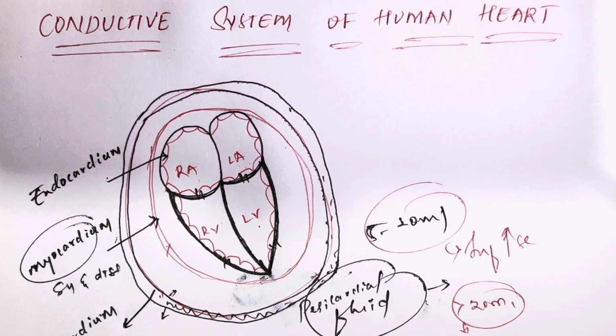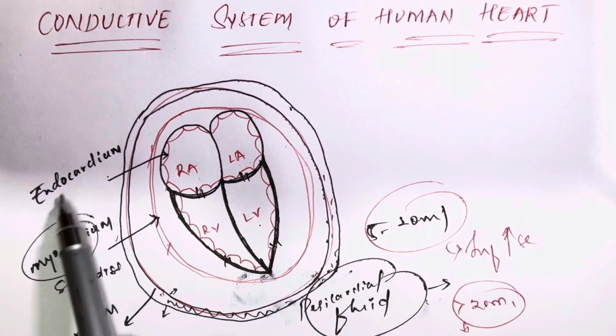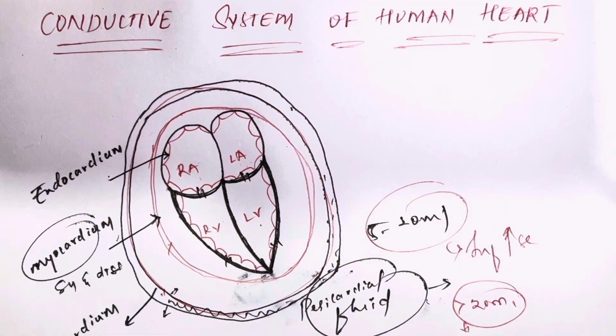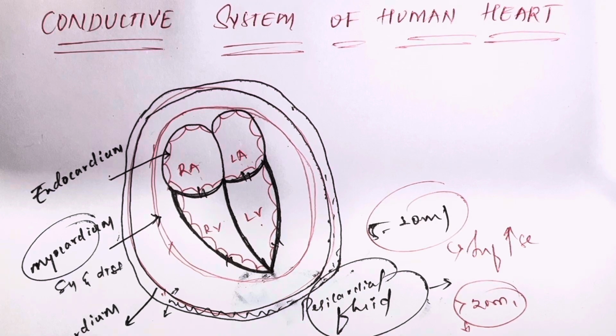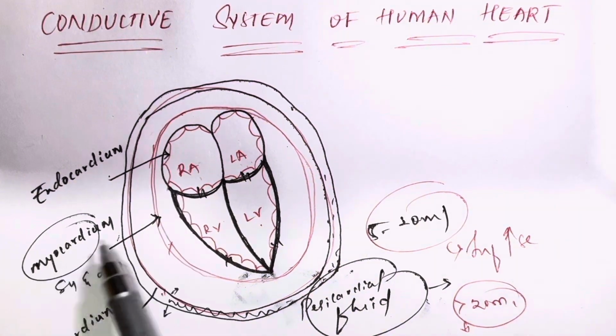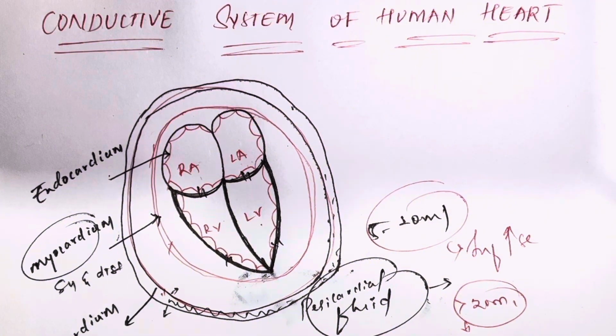Today we are going to discuss the conductive system of the human heart. Before that, we are studying the layers of the human heart, the basic things about its structure. There are three layers of the human heart: endocardium, myocardium, and pericardium. The endocardium is the innermost layer, the myocardium is the middle layer, and the pericardium is the outermost layer.